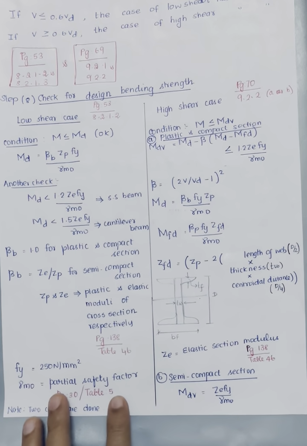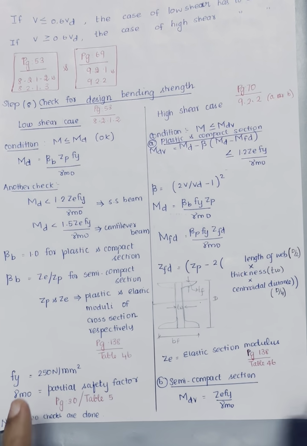Now, having done this test, we have to check whether it is a low shear condition or a high shear condition. In the low shear condition, V should be less than 0.6 VD. If V is less than 0.6 VD, then the low shear condition has to be considered. If it is greater than 0.6 VD, then we have to go for high shear condition.